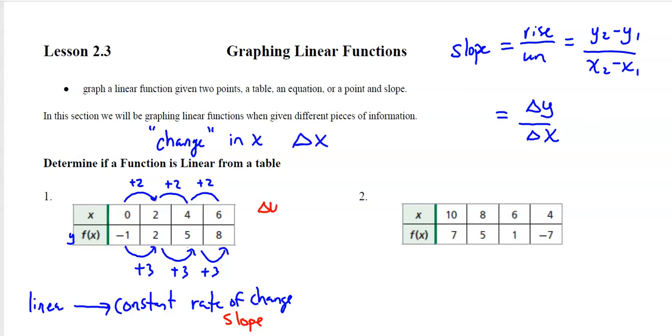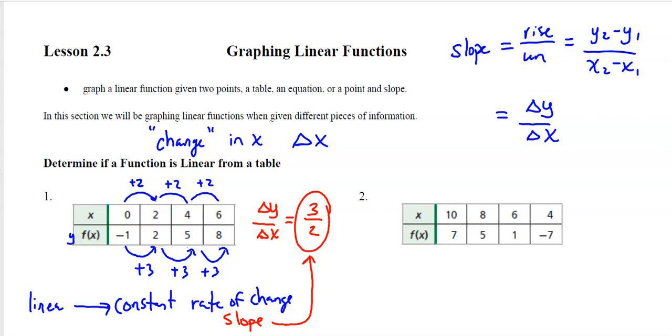So if I do the change in y over the change in x, and the table's written kind of backwards from this, but the change in y is 3, and the change in x is 2. So this has a slope of 3 over 2, or 3/2, meaning that we're going up 3, right 2 as we move across the table.